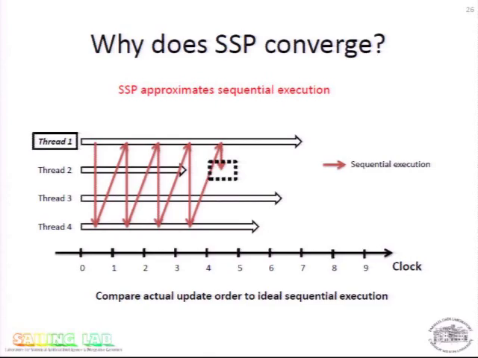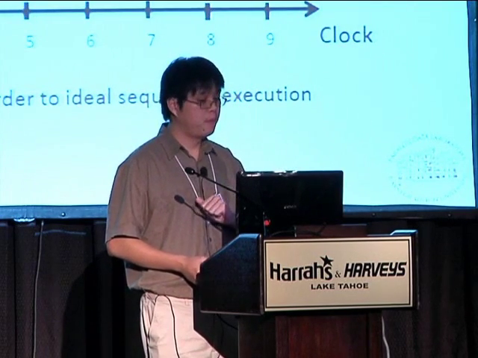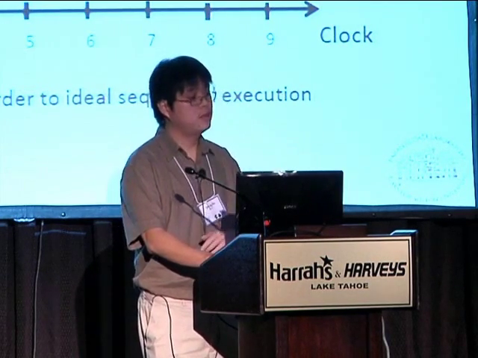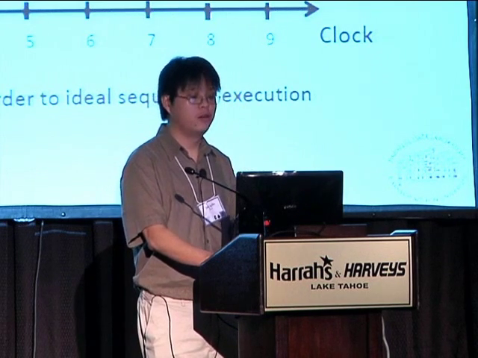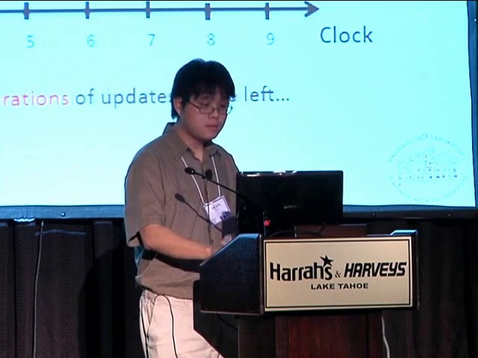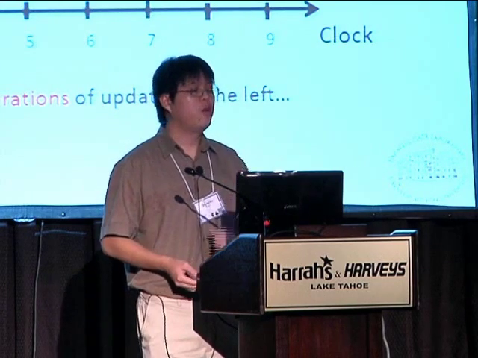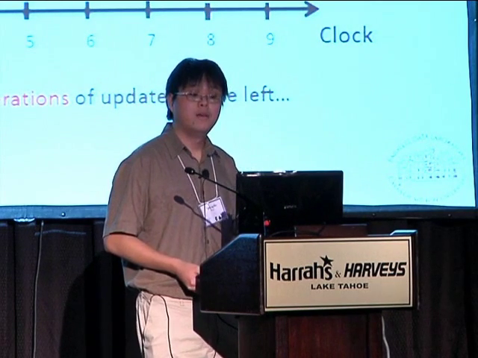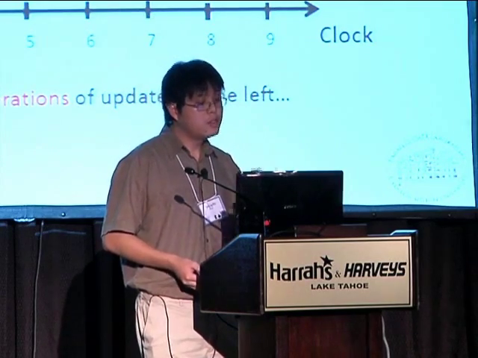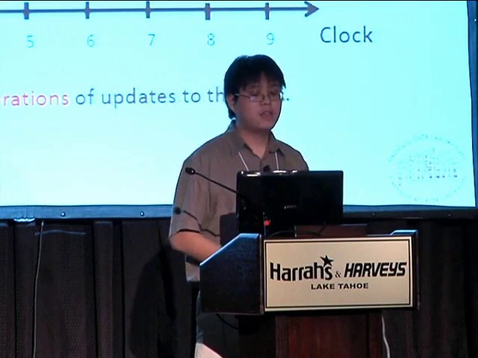Intuitively, you can think of SSP as approximating some sort of sequential execution. See the red line there? That's when I've ordered the updates in a certain order. We're going to compare this order, this ideal sequential order, to the actual update order, which is actually given by the white bars. Because of the staleness window, when you get to the point where you need to update the dotted black box, you may lose some iterations because some threads have not given you the information you need to proceed with that update in the correct sense. In this case, that's the blue box.